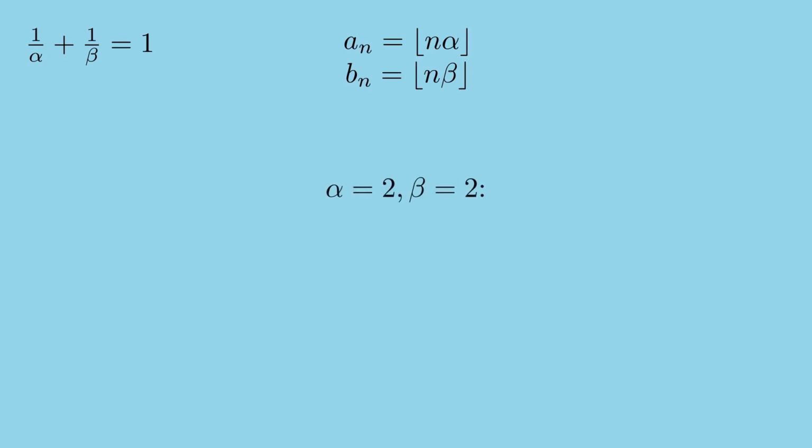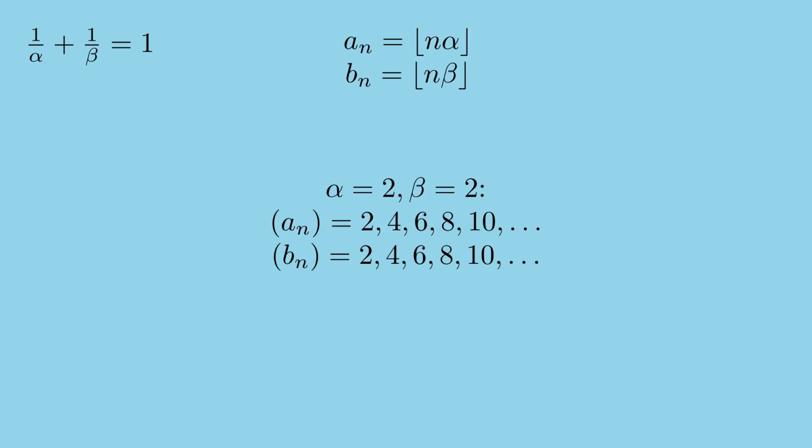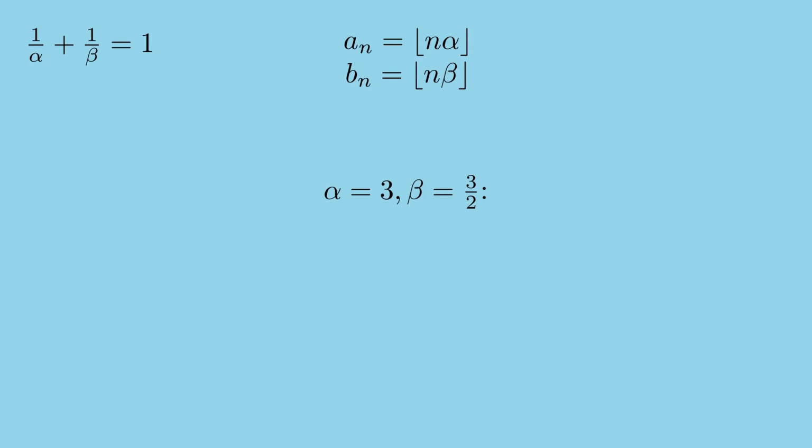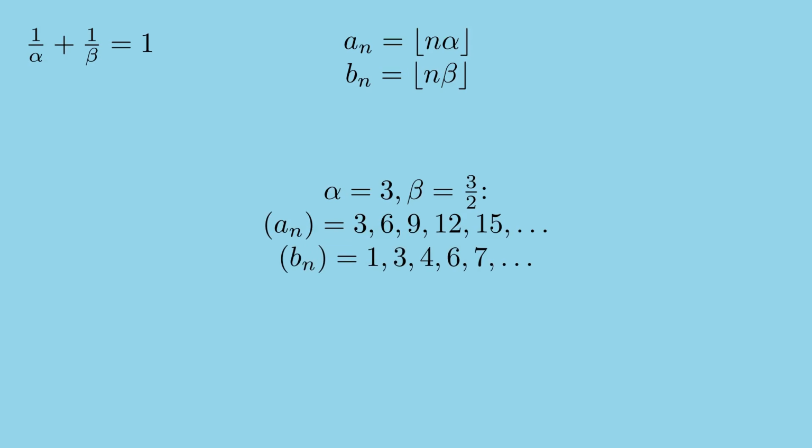Great! Let's try alpha equals beta equals 2. So the A_n are equal to 2, 4, 6, all the even numbers. And the B_n are equal to the same thing? Whoops, that went wrong quickly. Maybe alpha equals 3 and beta equals 3 halves? Again, the A_n equal 3, 6, 9, and the B_n equal 1, 3, 4, 6, and so on. So no, they both hit 3.